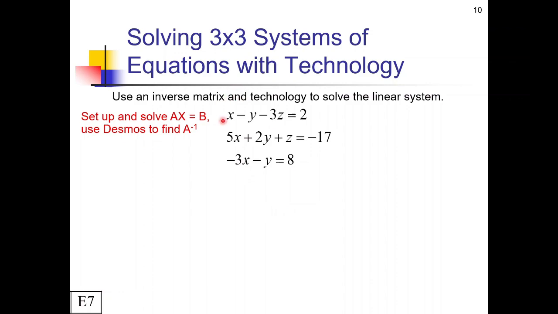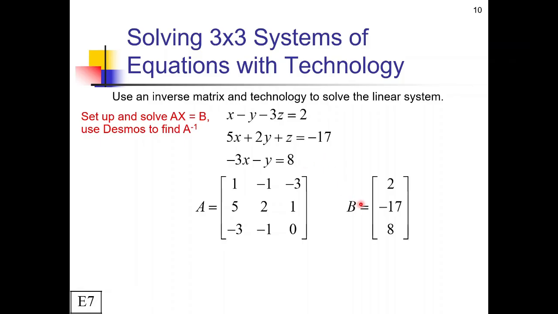So we're going to have 1, -1, -3, 5, 2, 1, and finally, be careful here, -3, -1, and we need a 0 for the missing z that was in there. So placeholder zeros will be needed for this. For our B matrix that has our constants, that's going to be the 2, the -17, and the 8.